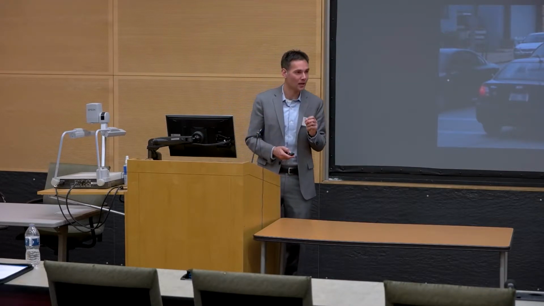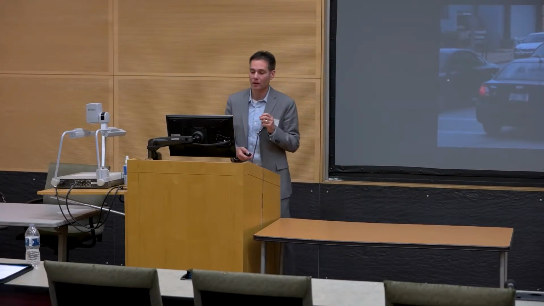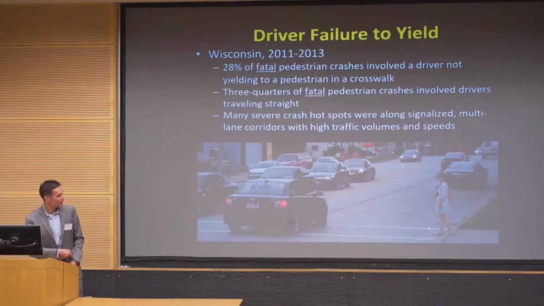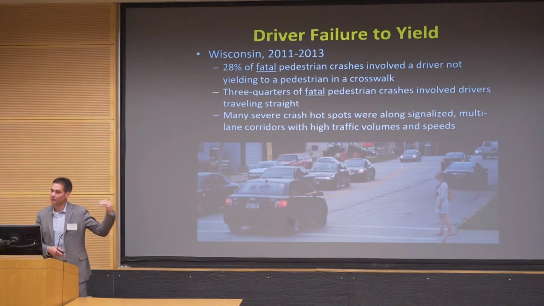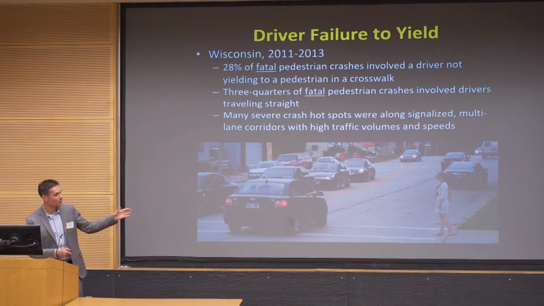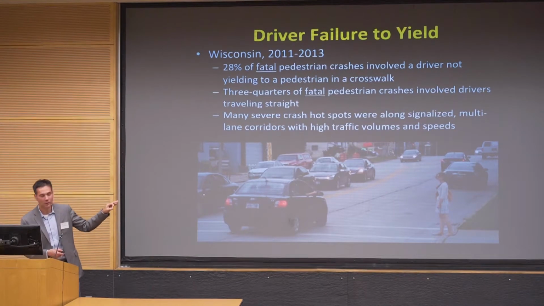Next, we looked at some yielding observations. How do drivers actually behave when they approach a crosswalk that is uncontrolled? So in this example here, this is a crosswalk, the pedestrian stepping into the roadway. There's no traffic signal or stop sign for that vehicle. However, the law says a driver must yield the right of way when a pedestrian sets foot into that crosswalk.